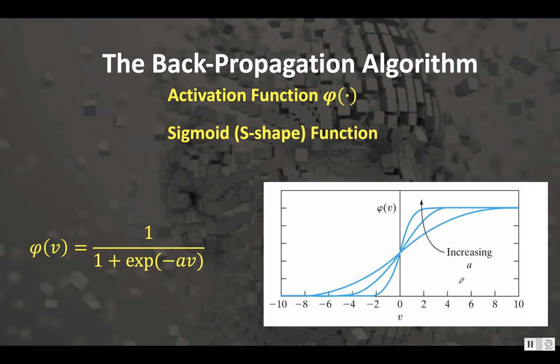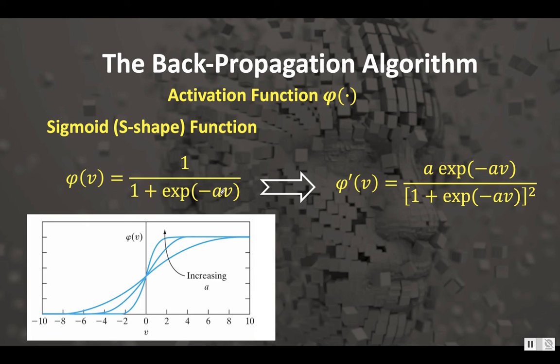About the activation function, a very popular one is the S-shaped function, the sigmoid function. So phi(V) equals 1 over 1 plus exponential of minus aV. V is the input, so it could be from minus infinity to infinity, but the output will be in this range. For this activation function, if you do the derivative, that equals this function. So the activation function must be differentiable. That is about the third term.